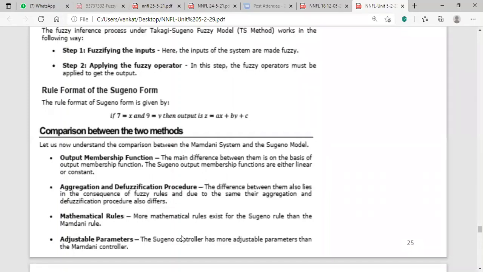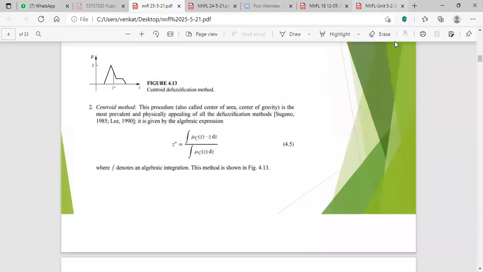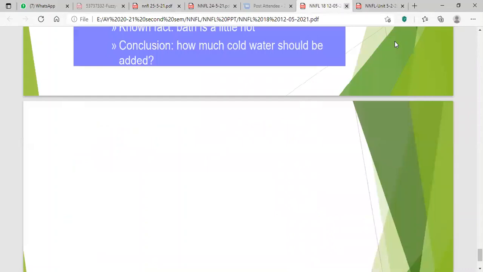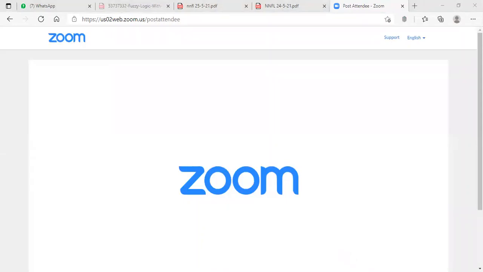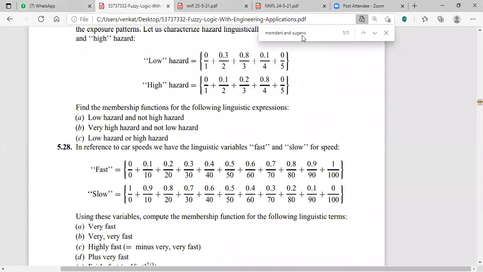You might have observed in one of our earlier classes, in an example, we have learned how the rules are different in each case.